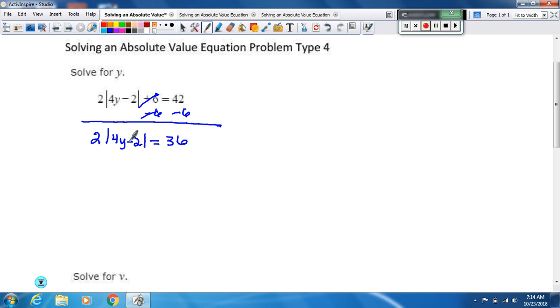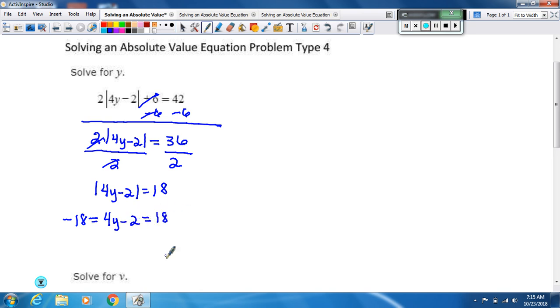So the absolute value symbol is still not isolated, so you have to divide both sides by 2. Top cancels with bottom, so we have the absolute value of 4y minus 2. 36 divided by 2 is 18. Now, to get rid of the absolute value symbol, you have to move the opposite of 18 out front, so negative 18. That lets you get rid of the symbol, so everything else just gets written down like it is.